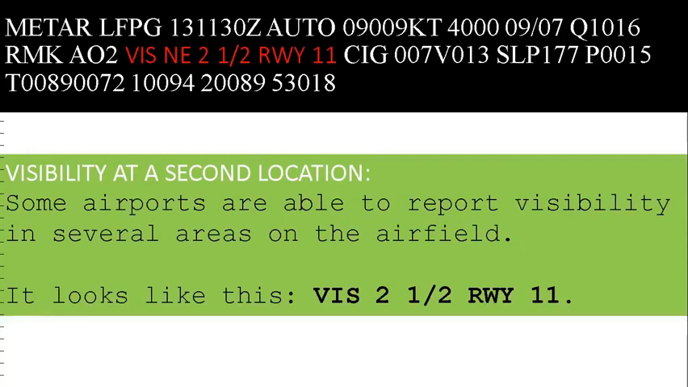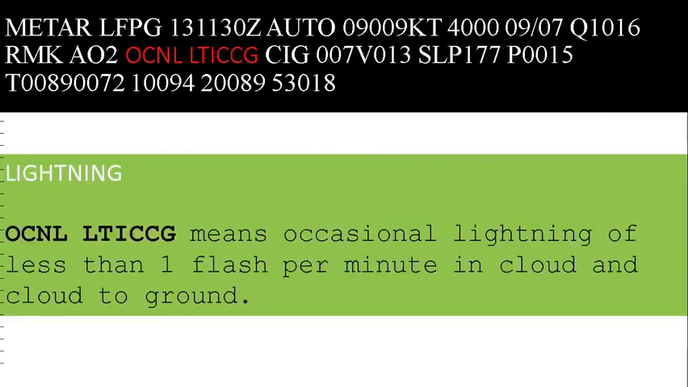Visibility at second location. Some airports are able to report visibility in several areas on the airfield. Next is lightning. So OCNL LTG IC CG. It means occasional lightning of less than 1 flash per minute, in cloud and cloud to ground.